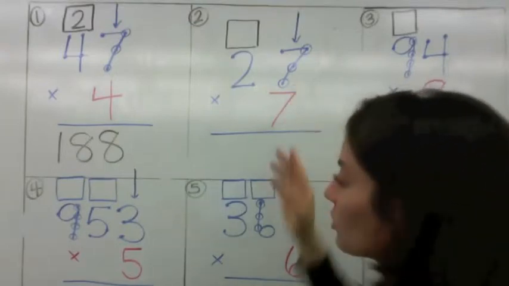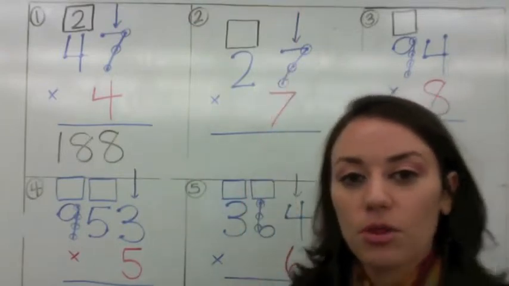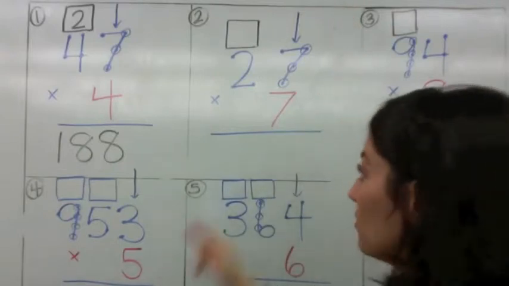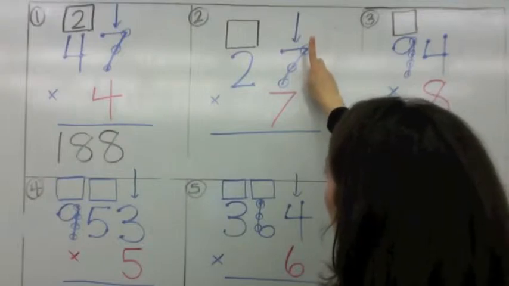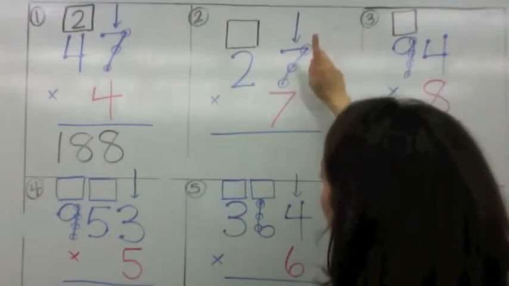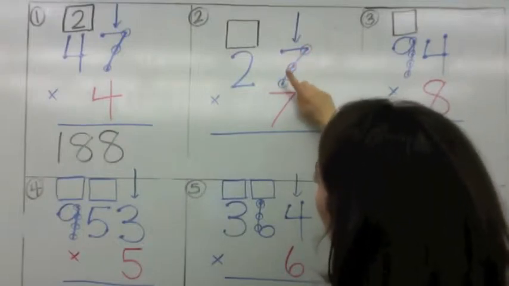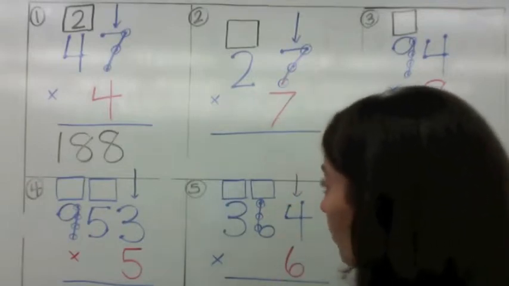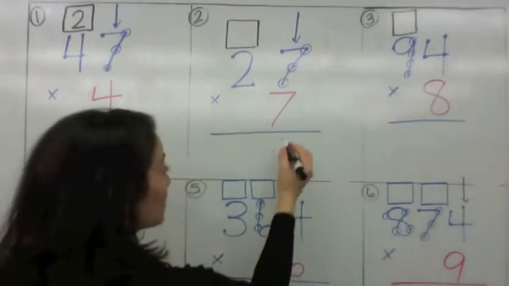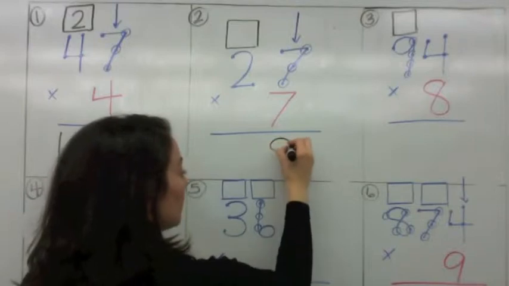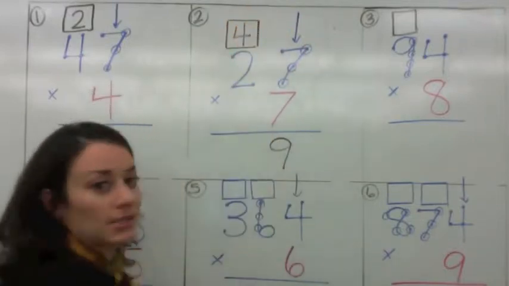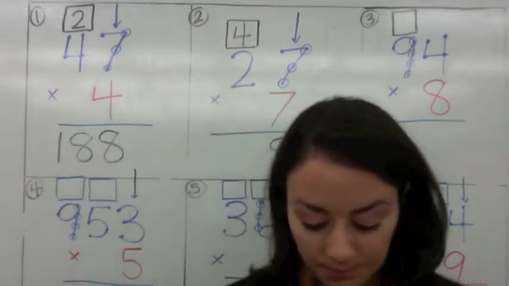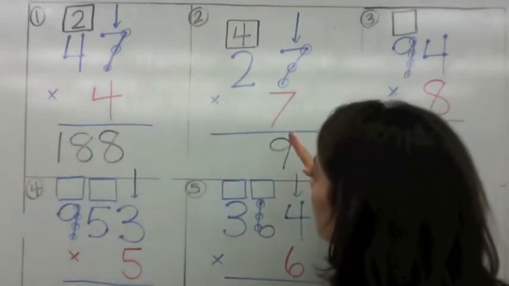So first we're going to do the ones place. And we're going to do 7 times 7. So we're going to say 7, 14, 21, 28, 35, 42, 49. When you write 49, 9 is in the ones place. And then you have to carry over the 4 into the tens place. Okay? All right.